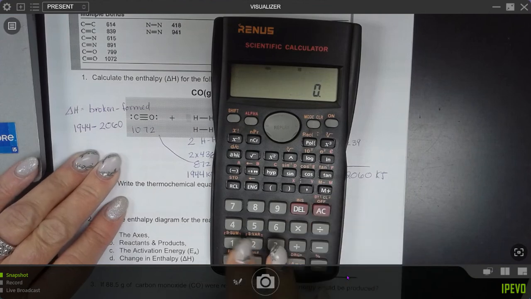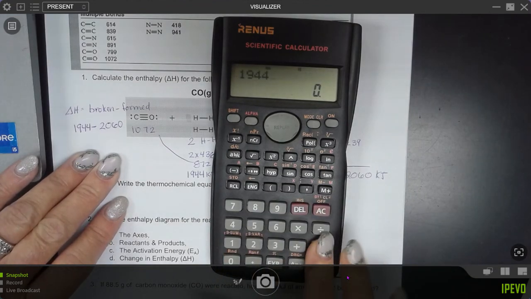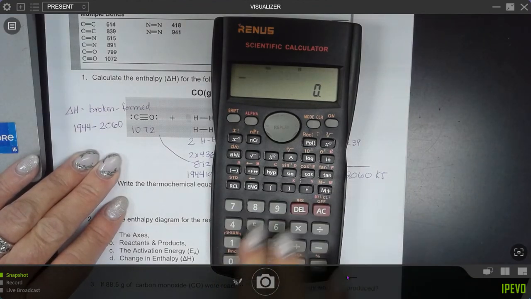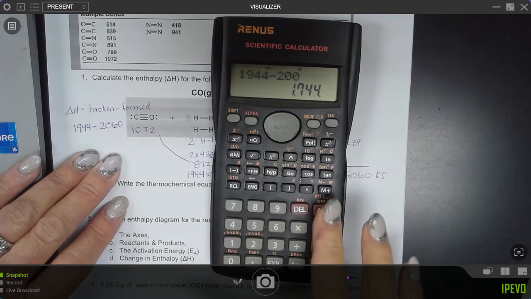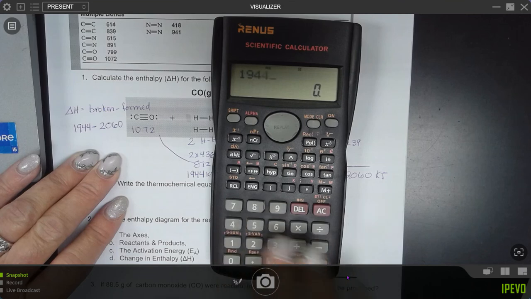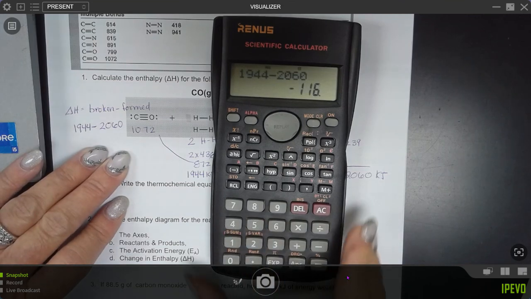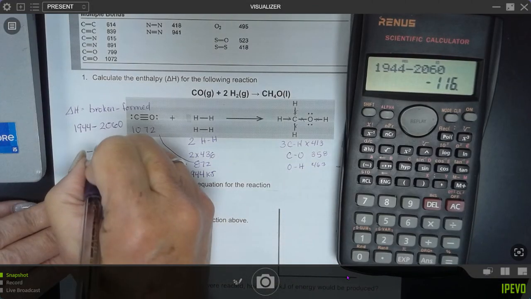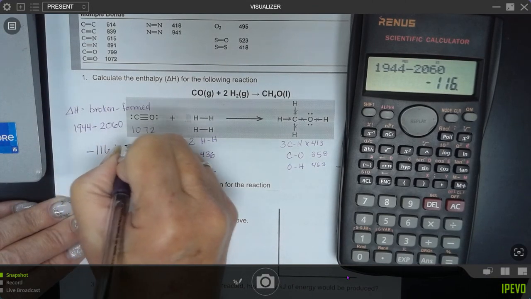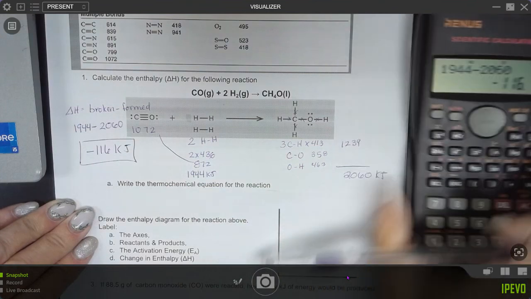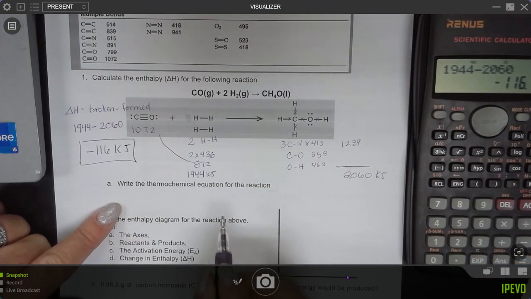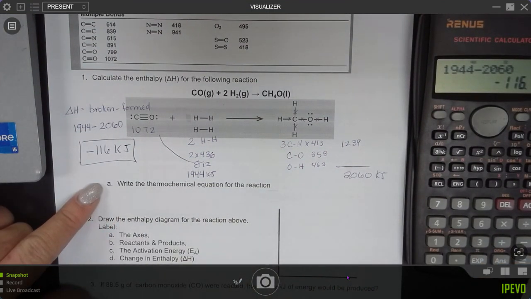And what do we get? We get 1944 minus 2,060. Oh my gosh, I can't plug things into the calculator this morning, guys. Minus 116 kilojoules.